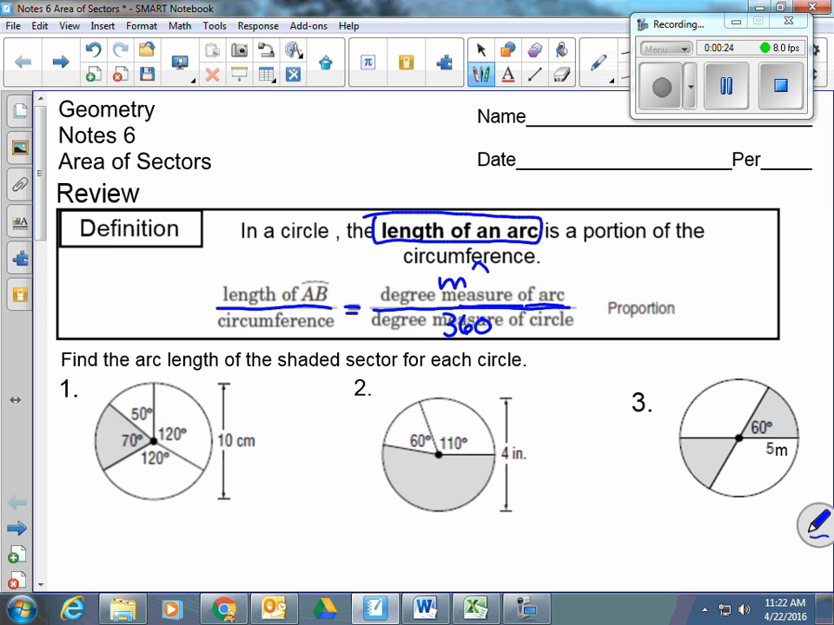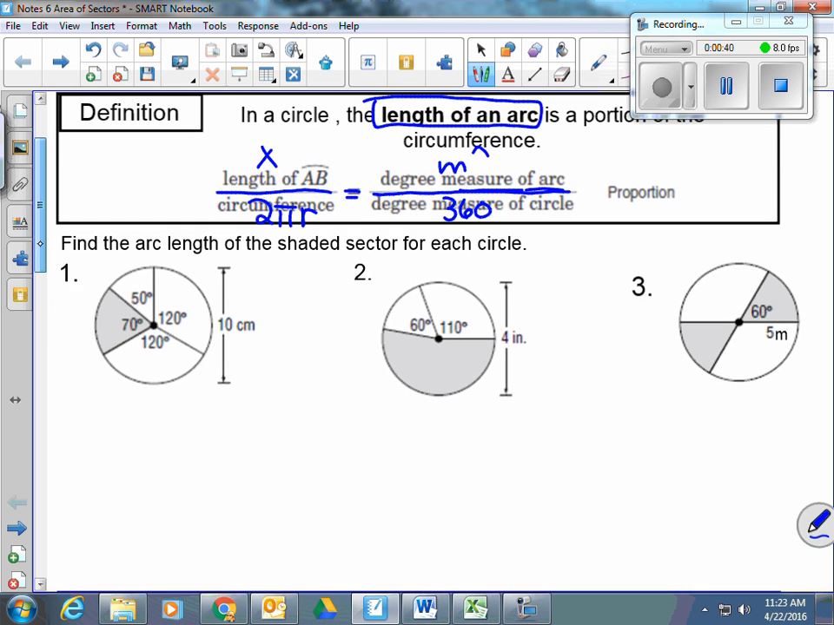Circumference is what? 2 pi r. Very good. And then the length of the arc is usually what we're trying to find, and that's our x. Okay, do you remember that formula? Okay, so let's work on number 1. We've done this part before.